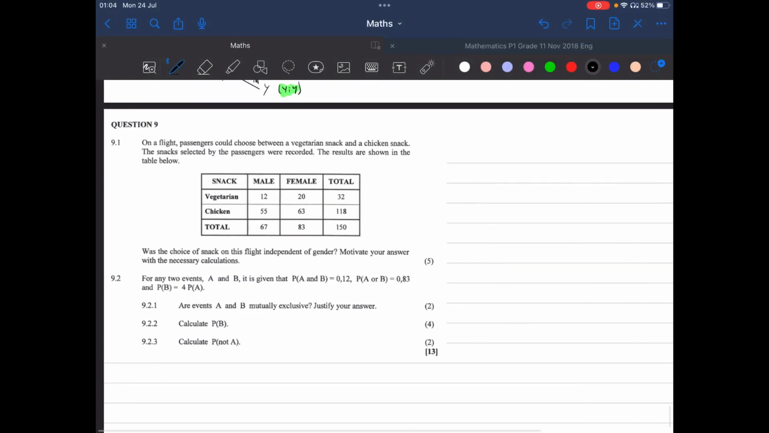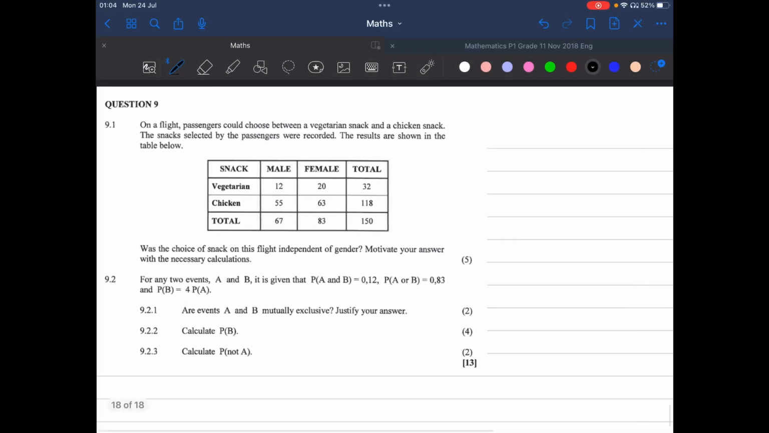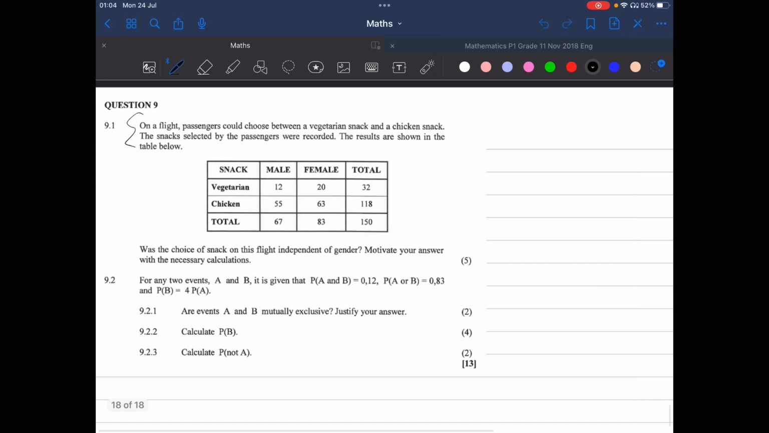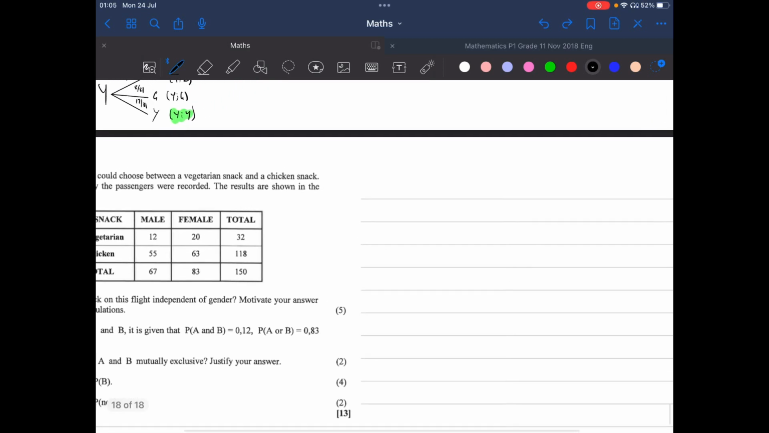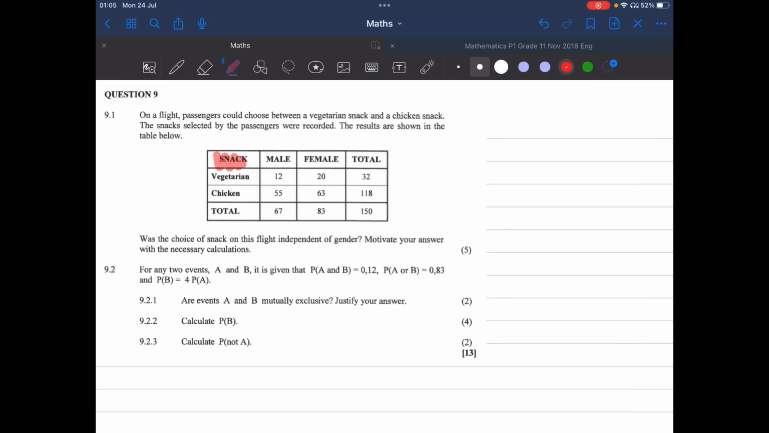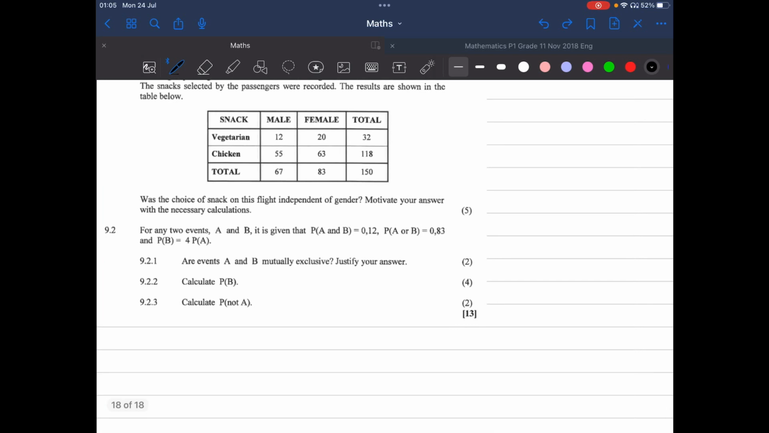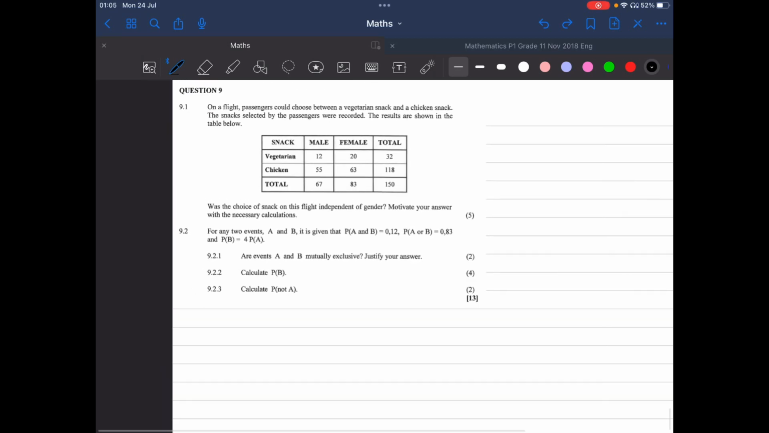Okay, let's now look at question 9, which is probability. It says, on a flight, passengers could choose between a vegetarian snack and a chicken snack. The snacks selected by the passengers were recorded, and the results are shown in the table below. So we have a table with the snack that they chose and whether they were male or female. Was the choice of snack on this flight independent of gender? Motivate your answer with necessary calculations.